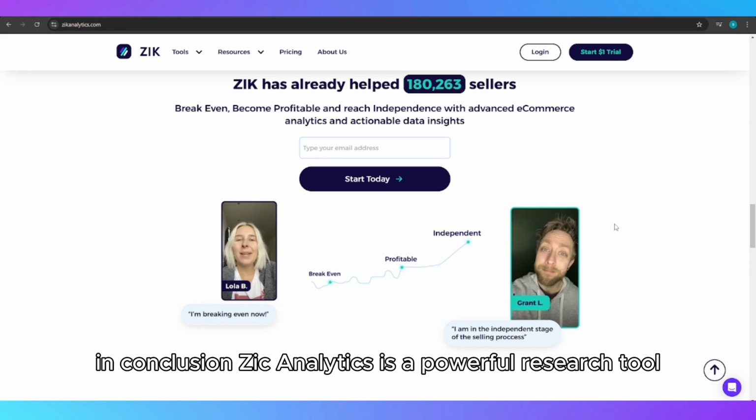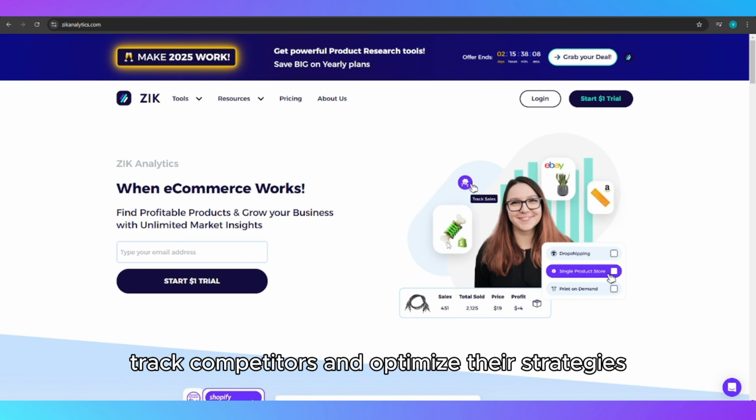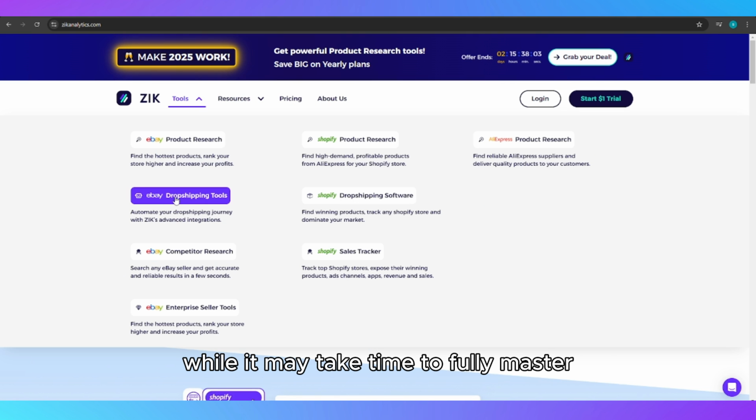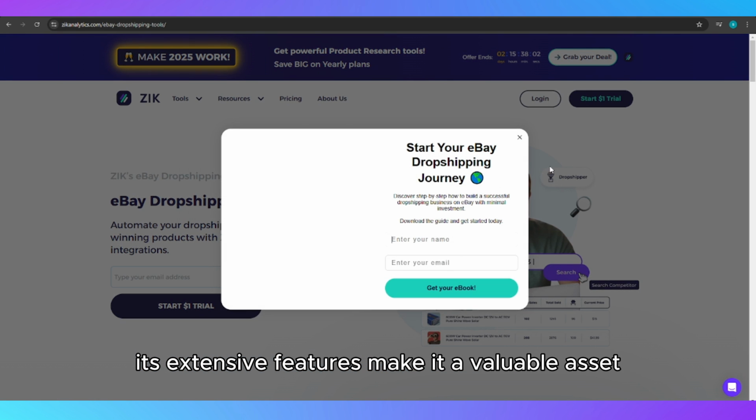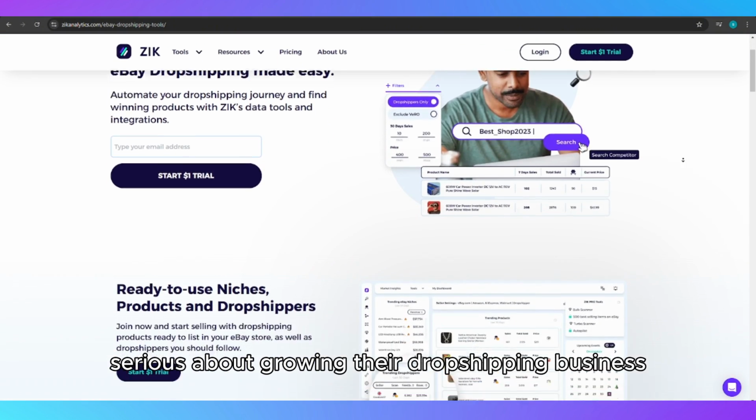In conclusion, ZIK Analytics is a powerful research tool that can help dropshippers find profitable products, track competitors, and optimize their strategies. While it may take time to fully master, its extensive features make it a valuable asset for anyone serious about growing their dropshipping business.